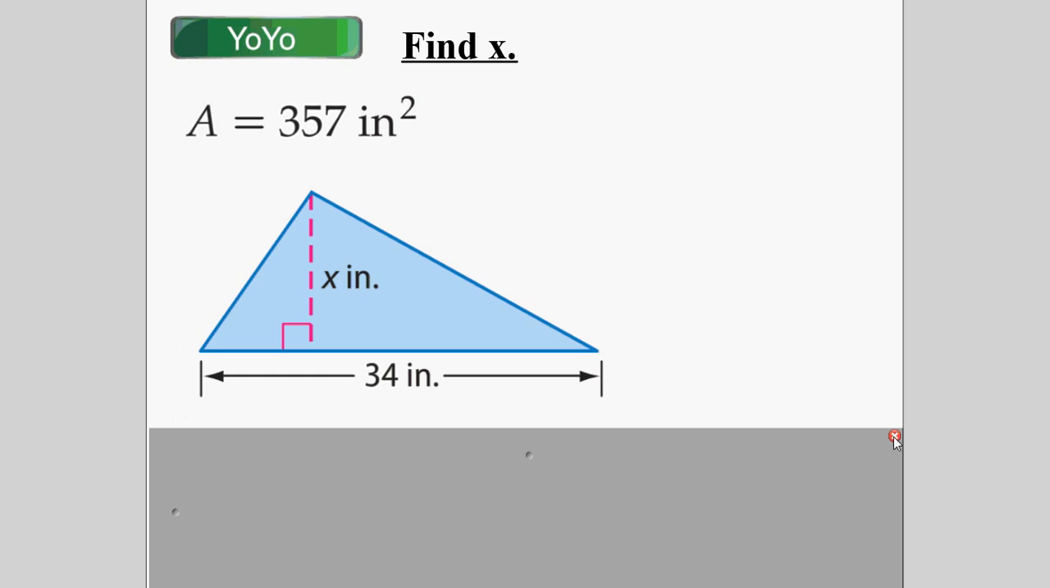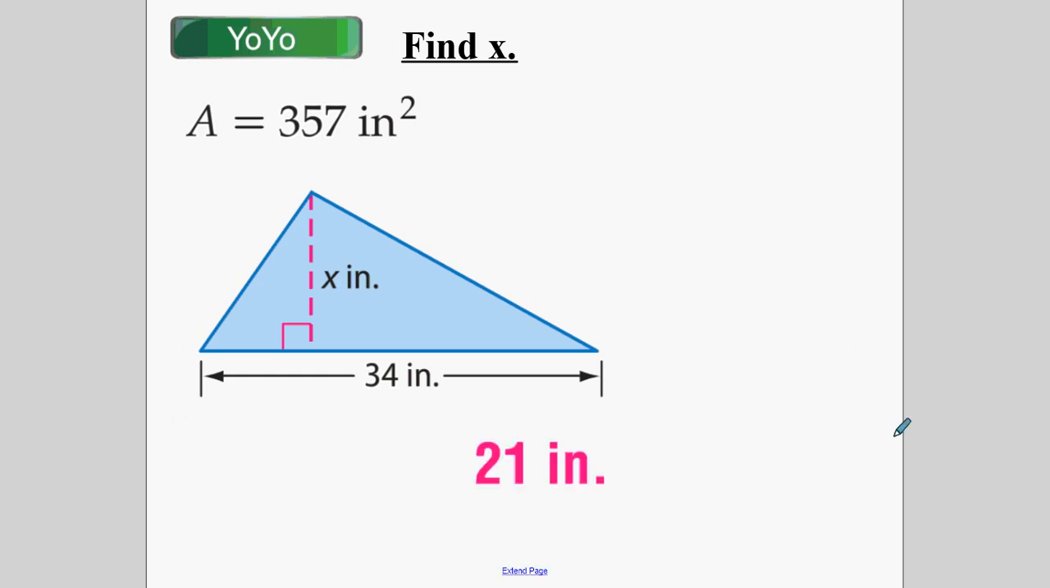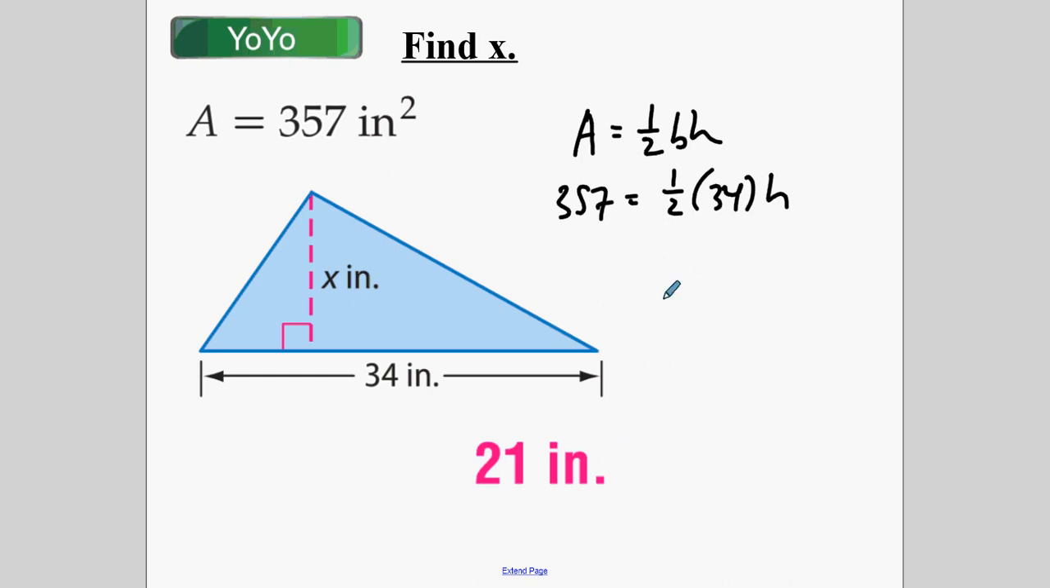Okay, welcome back. Here's what you should have got. You should have got 21. 21 times 34 divided by 2 would be 357. How would you solve? Well, you'd say area of a triangle is 1/2 base times height. You plug in everything you know. 357 equals 1/2. The base is 34. Half of 34 is 17. If I divide 357 by 17, I should get 21.